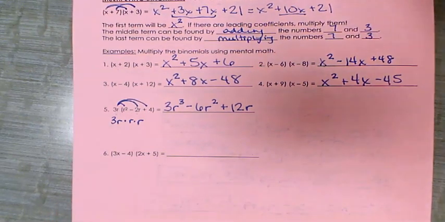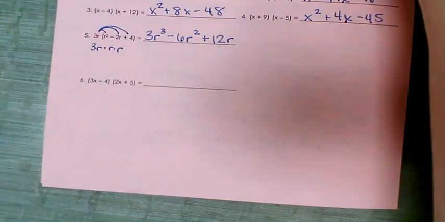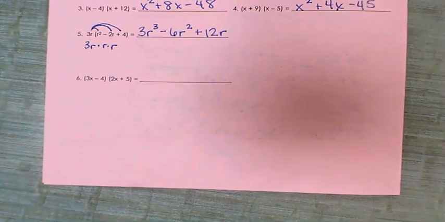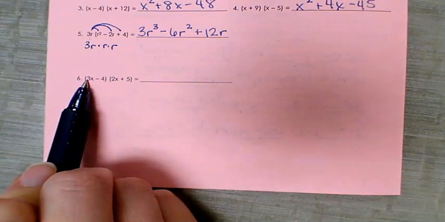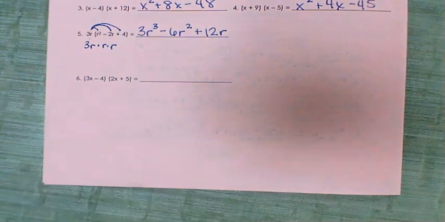And then finally, moving on to number 6. Number 6 looks similar to 1 through 4. The only difference is we have these coefficients of 3 and 2. And so this is not a mental math problem. This is definitely a FOIL or box method problem.